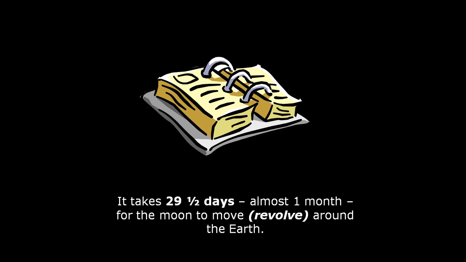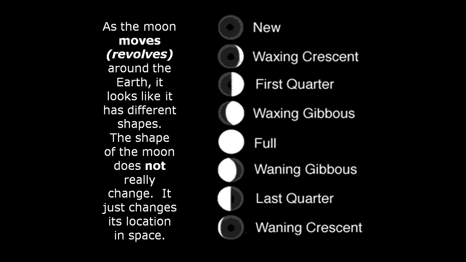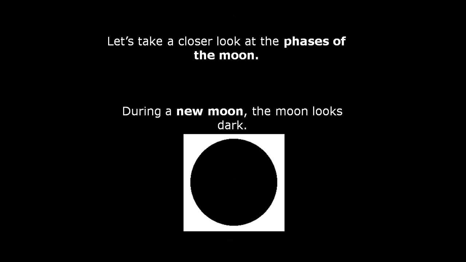Now, on average, it takes about 29 and a half days, almost 1 month, for the moon to completely revolve around the Earth. As the moon moves or revolves around the Earth, it looks like it has different shapes. The shape of the moon does not really change. It just changes its location in space. So we have new, waxing crescent, first quarter, waxing gibbous, full, waning, and so on. So let's get started taking a closer look at these moon phases. During a new moon, the moon looks dark.